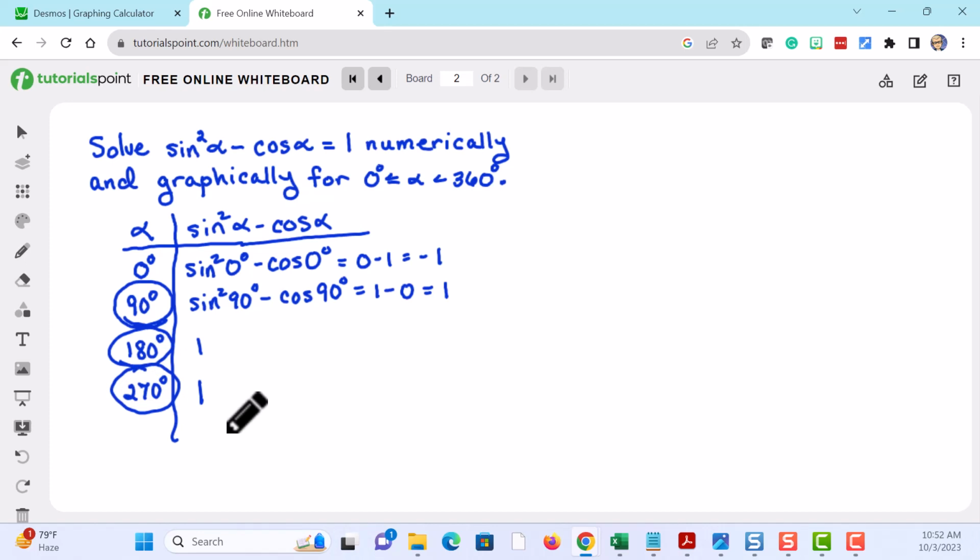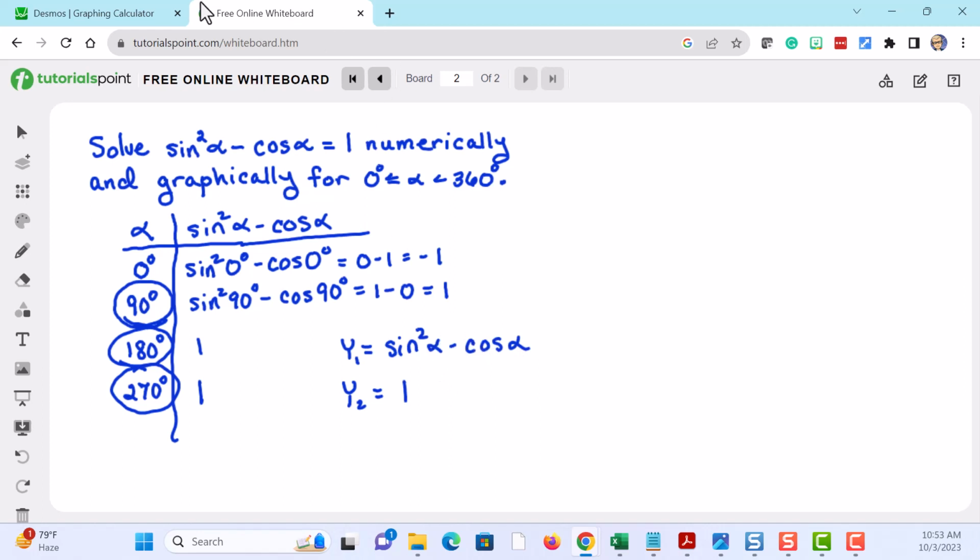However, we were stepping by 15. How do we know we didn't miss a solution? So what we're going to look at next is how to solve this equation graphically. To solve the equation graphically, the idea is to let y1 be equal to the left-hand side of the equation, sine squared alpha minus cosine of alpha, and let y2 be equal to the right side of the equation. And when we graph these equations, we're going to look for the points of intersection.